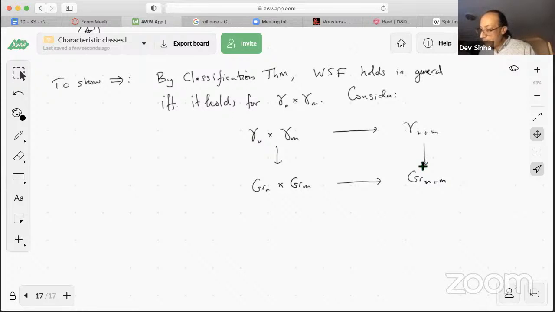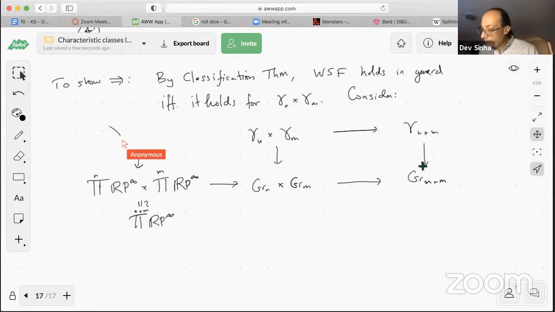But where we're going to try to see this is look at the classifying maps for products of line bundles. And of course this is just a product of RP infinities. And what we have is, you know, a big product of gamma 1s over this.